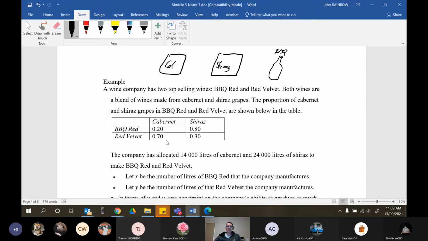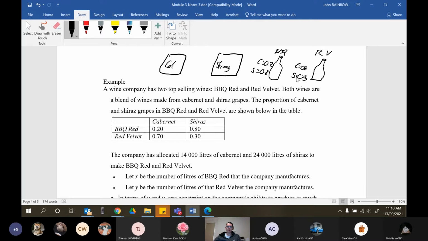Red Velvet, though, uses more Cabernet. So if you've got a bottle of Red Velvet, it has a different blend. It's got a different ratio, basically. So this one will have Cabernet 0.2 and Shiraz 0.8, whereas Red Velvet will have Cabernet 0.7 and Shiraz 0.3.